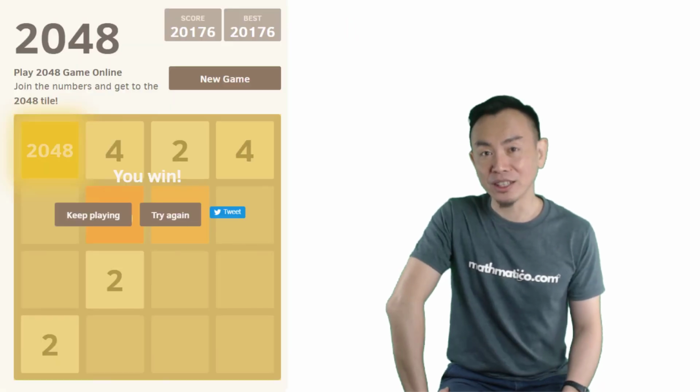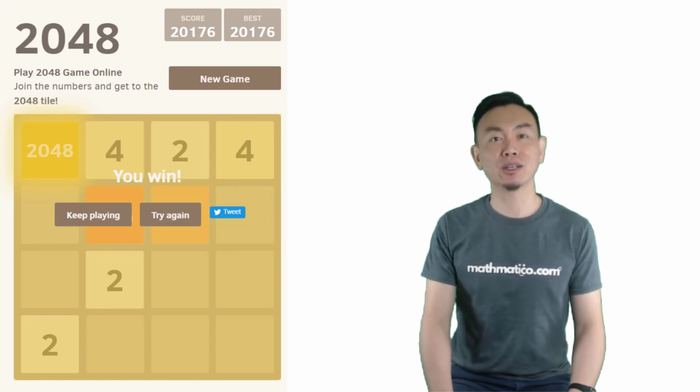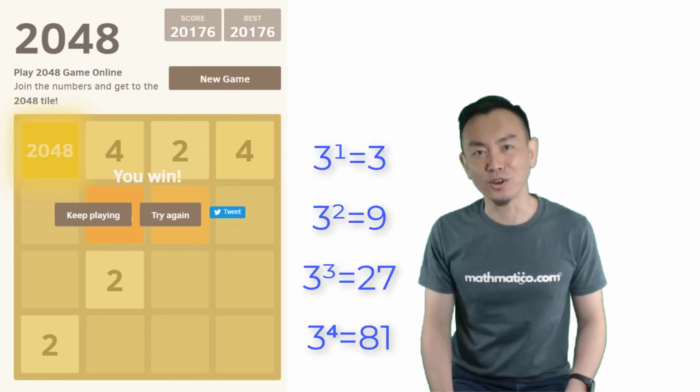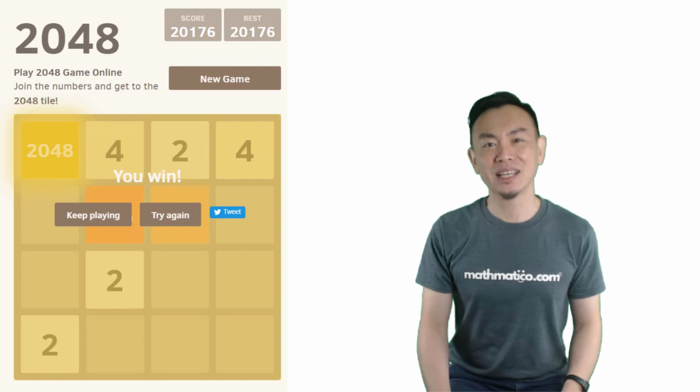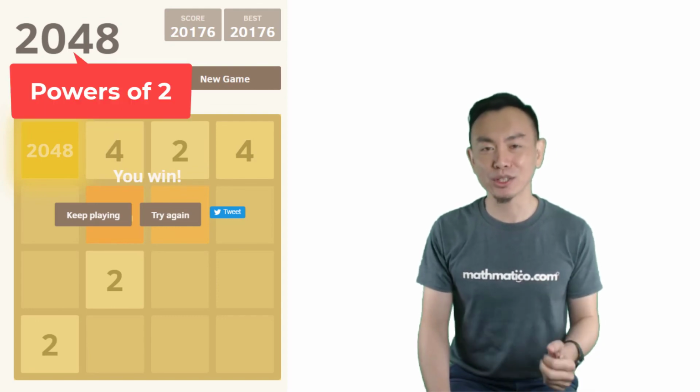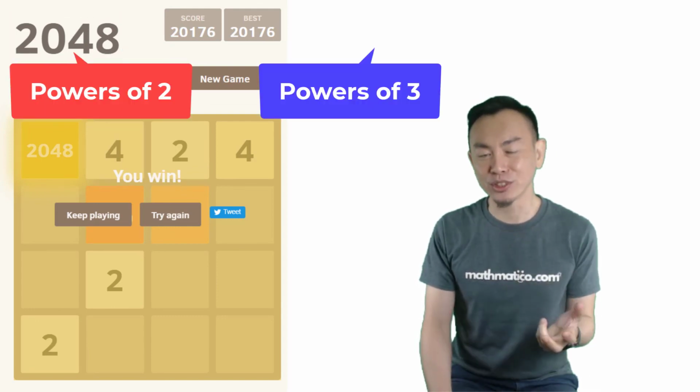For the purpose of O-level indices, it is useful for you to remember the powers of 3 up to 3 to the power of 4. So here's a question for you. If for the powers of 2, the game is called 2048, then for the powers of 3, what will be the game called?